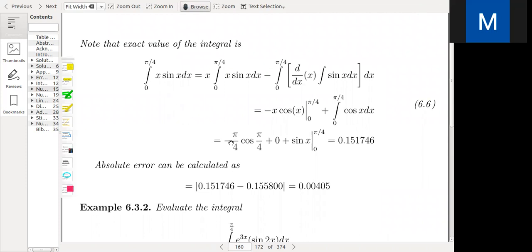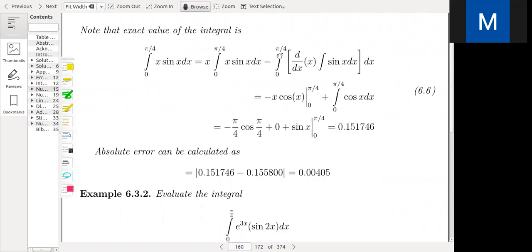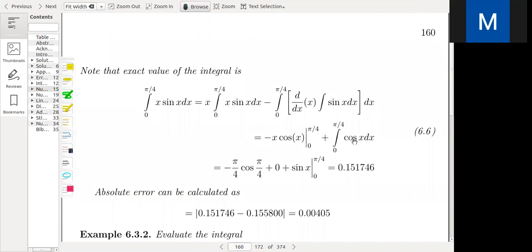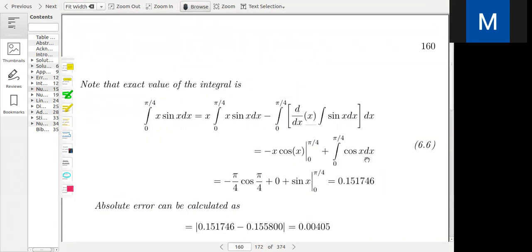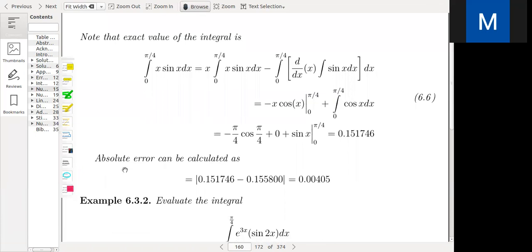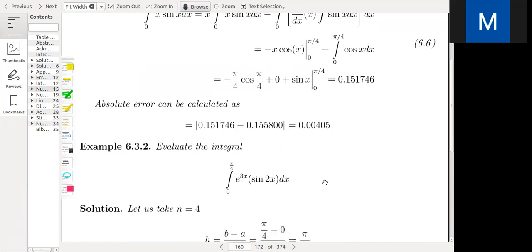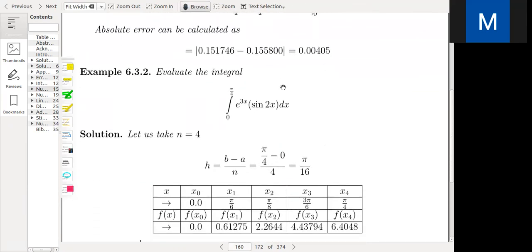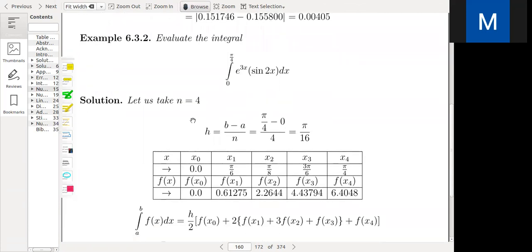And if we calculate the analytical answer of the function, we will have this value 0.151746, and the difference between the two values will be considered as the absolute error, which is 0.00405. And similarly, for this question the step size is pi by 16, and again here it should be pi by 16, not pi by 6.